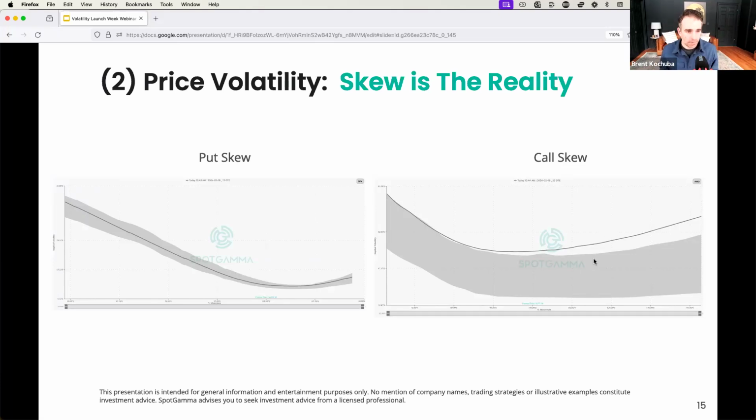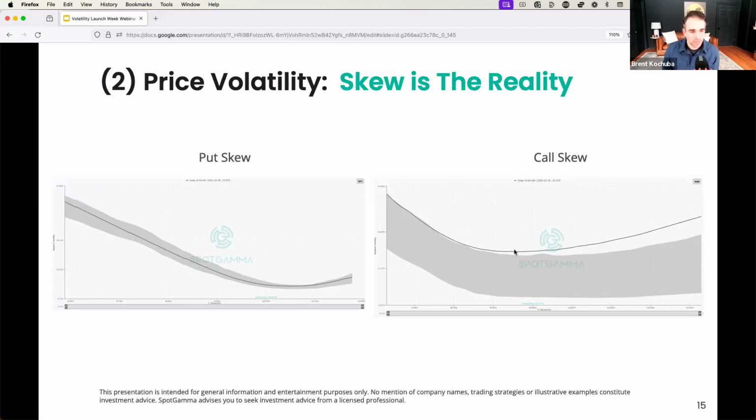On the right here, we have AMD skew. This was just a couple of days ago, into their earnings report. And you can see that instead of there being this put skew, in other words, put prices having higher implied vols, we have a call skew, where people are so excited about AI and the rapid rise of these stocks that they are bidding up the call options, and call options have higher implied vols.